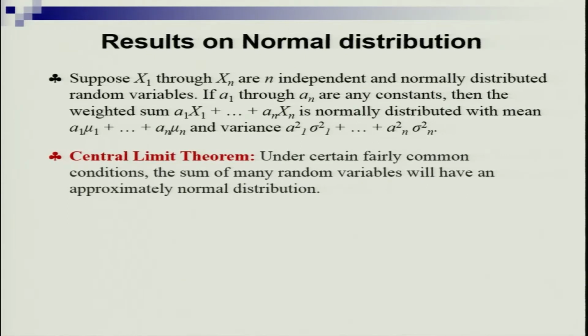The newly created variable y will also be normally distributed with mean a1 times mu1 plus ... plus an times mun, where mu1 to mun are the means of the normal random variables x1 to xn respectively, and the variance will be a1 squared times sigma1 squared plus ... plus an squared times sigma n squared. But note that here I am making an assumption that the variables x1 to xn are independent.